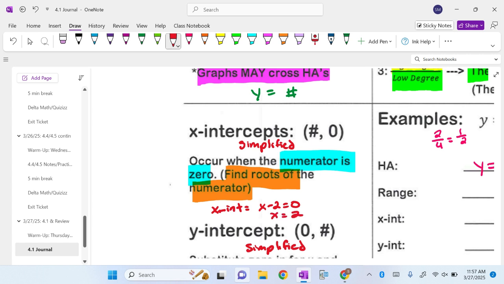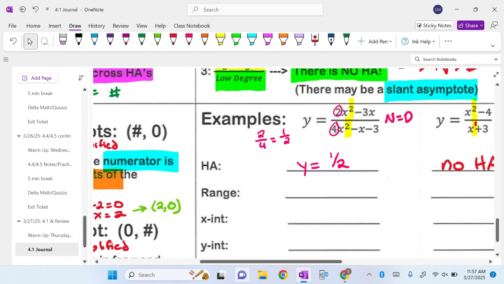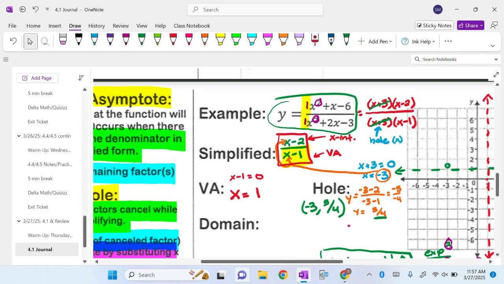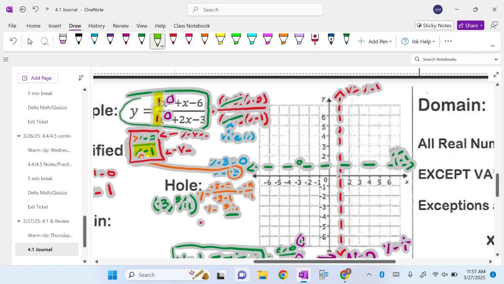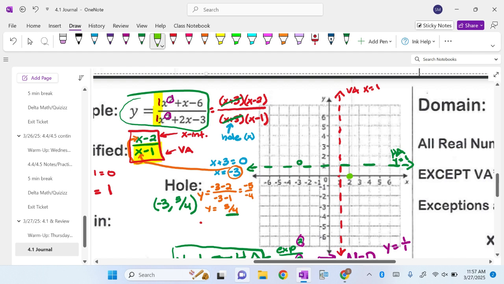So as a point, what would my x-intercept be? If x is equal to 2 for the x-intercept, what is it as a point? 2, 0. So that's my x-intercept for this graph. So my x-intercept here, 2, 0, that means it's right here. That's my x-intercept.